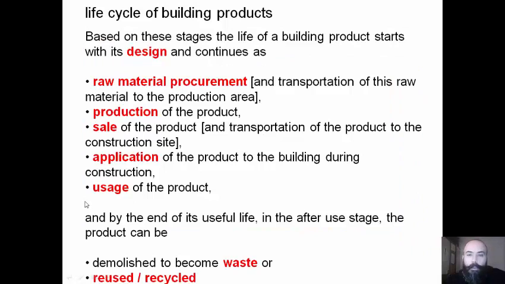Based on these stages, the life of a building product starts with its design and continues as raw material procurement and of course its transportation to the production area, the production of the product, sale of the product, and again the transportation of the product to the construction site this time, application of the product to the building during construction, usage of the product, and by the end of its useful lifetime, in the after use stage, we can say, this product can be demolished to become a waste, or it can be reused or recycled.